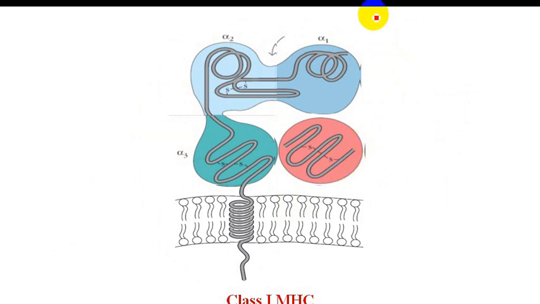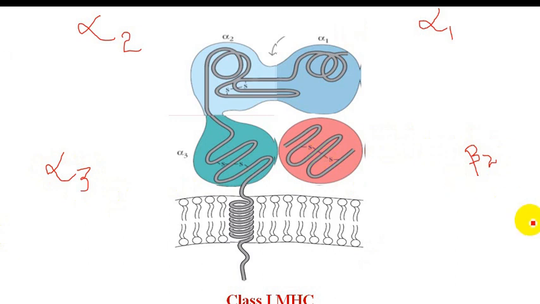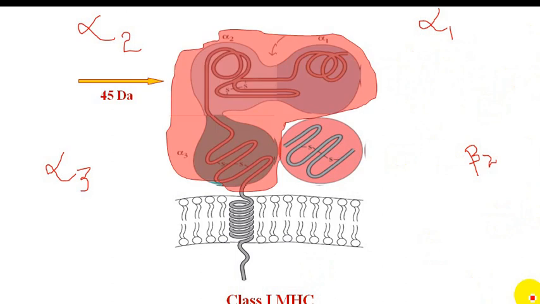So what I will do is I'll write over here, somewhere here: alpha 1, alpha 2, here you have alpha 3, and finally you have beta 2 microglobulin. So let's focus on the first three fragments, the alpha 1, alpha 2 and alpha 3, the first three fragments. So there it is. I am focusing on the first three fragments.